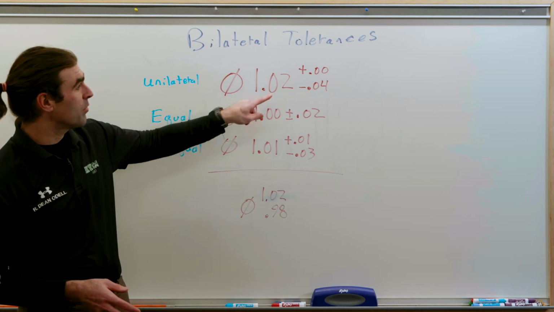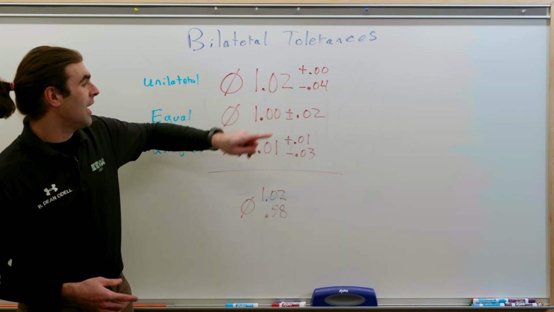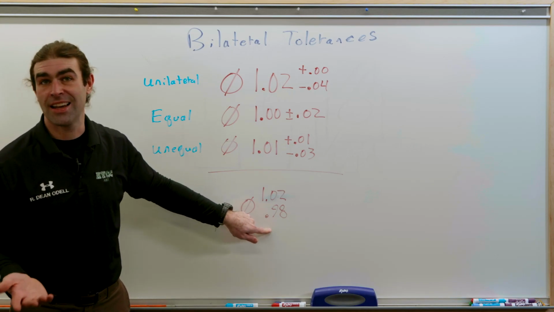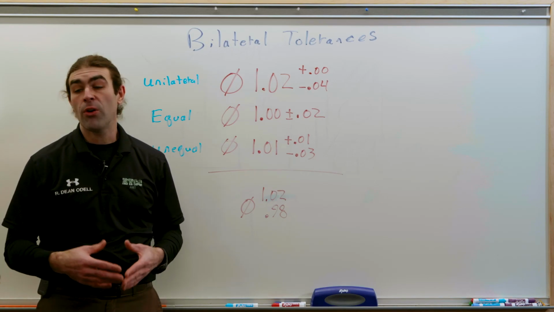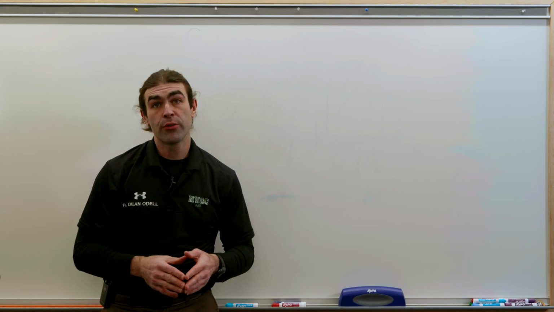A part is just as bad if it comes in at 1.201 as if it comes in at 0.9799, okay? It makes no difference. So those are our bilateral tolerances. Next up, let's talk about some terms for fits.